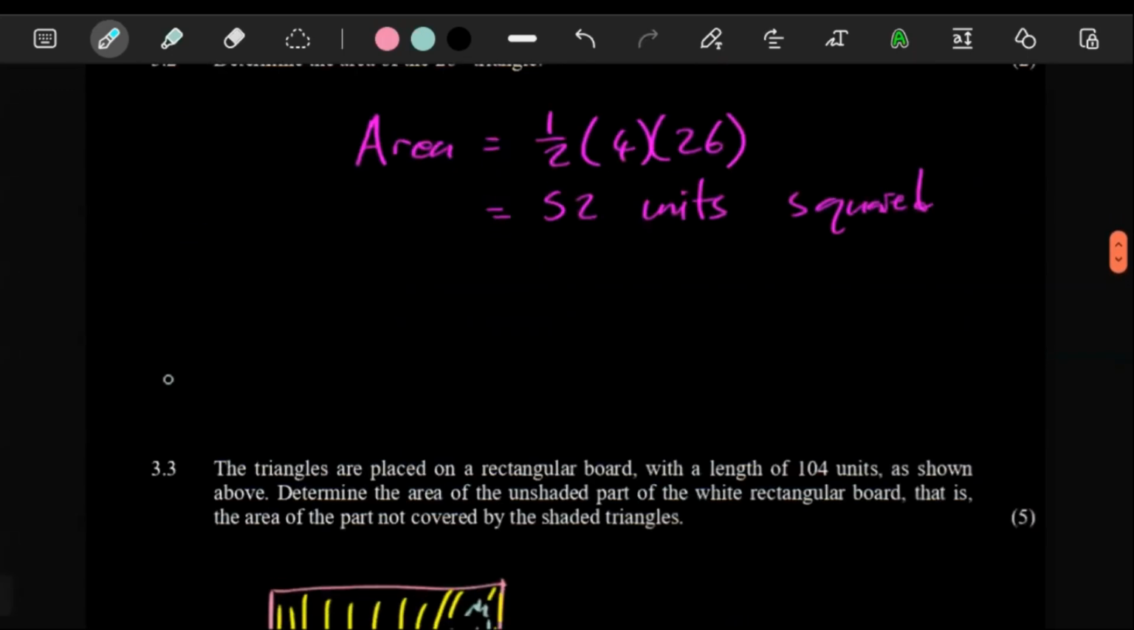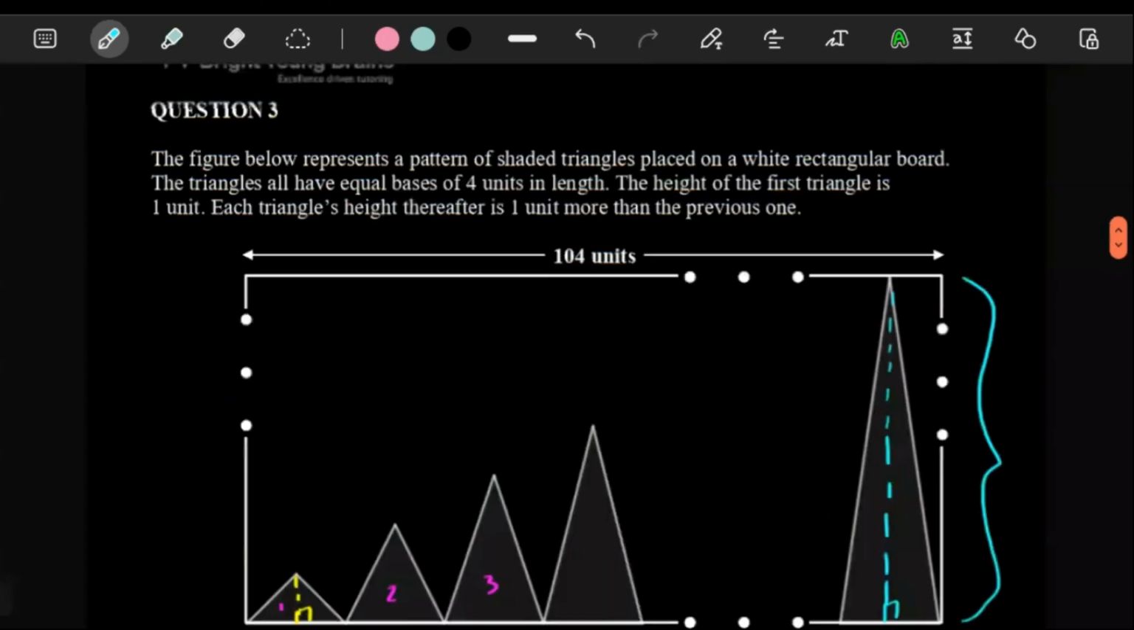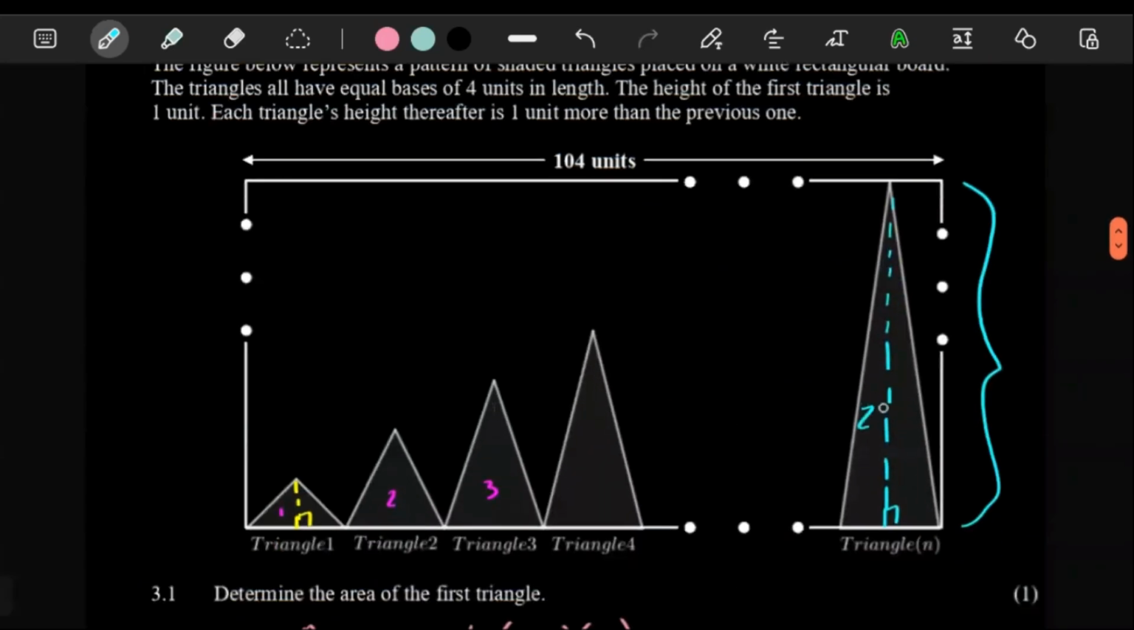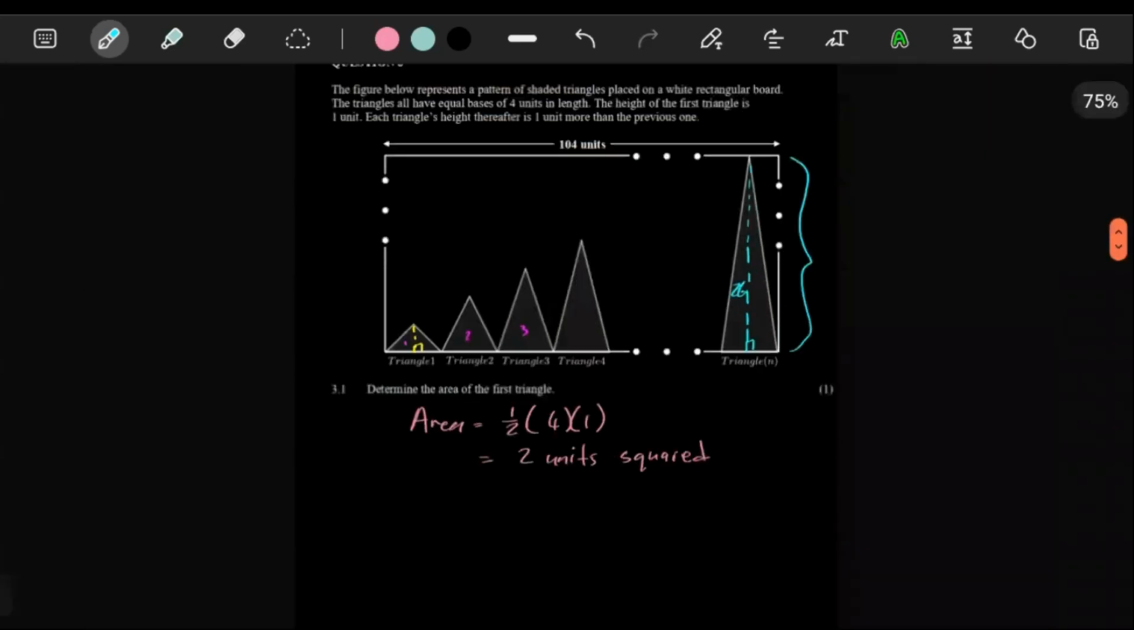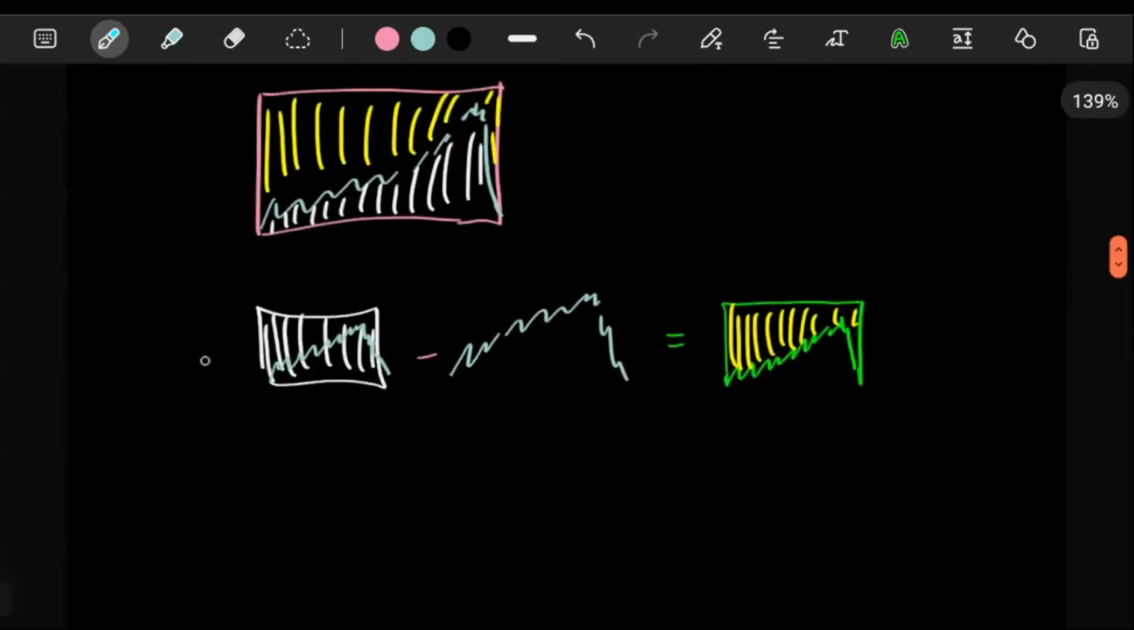If we take 104, we're going to divide it by 4. Let's see what we get. 104 divided by 4 gives us 26. So we're certain that there are 26 triangles. If there are 26 triangles, we know that the height here is 26. Perfect. So what we know is the area of this rectangle here is just going to be 104.